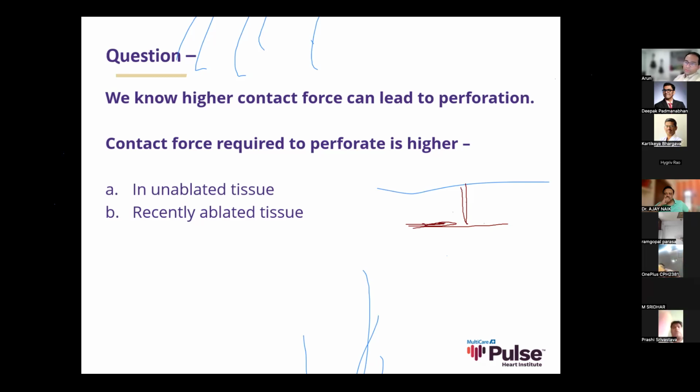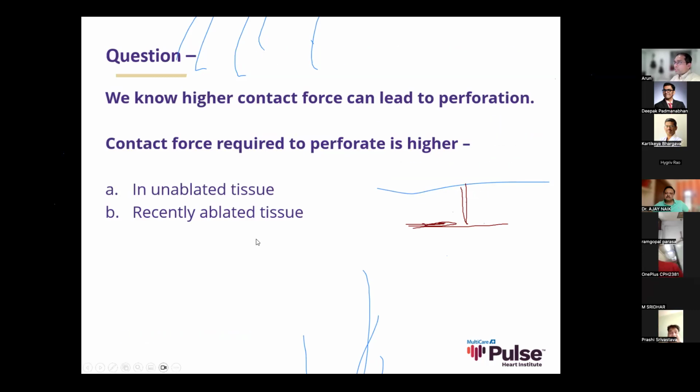Do you have any responses, Deepak? Yeah, I do. In fact, we have a very interesting response. I shall just get it down there. There we go. So you have a choice 3. So yeah, you're right. People are right. 61% say recently ablated tissue, and that is right actually.